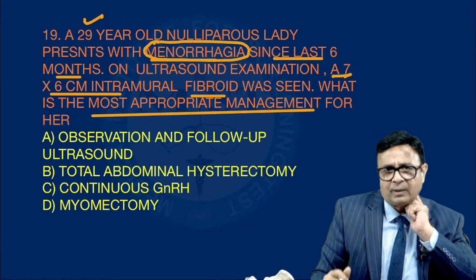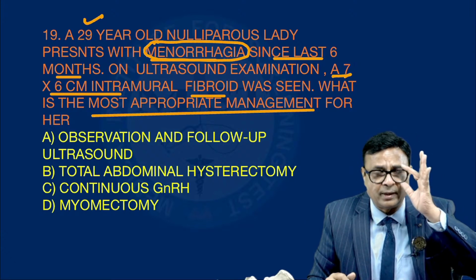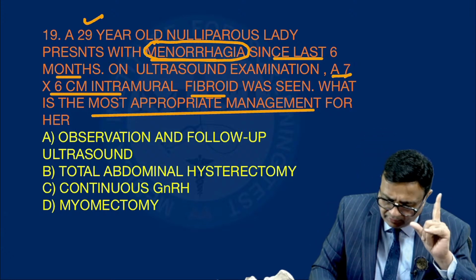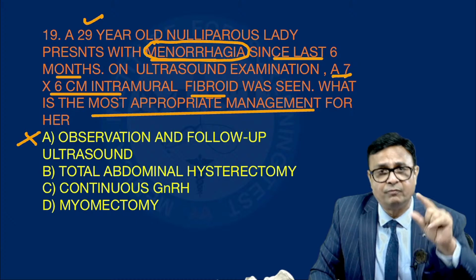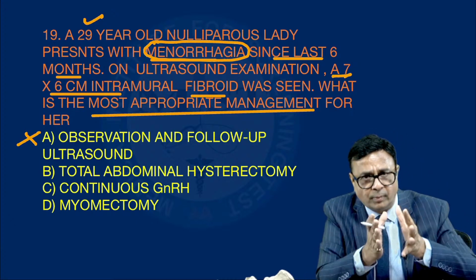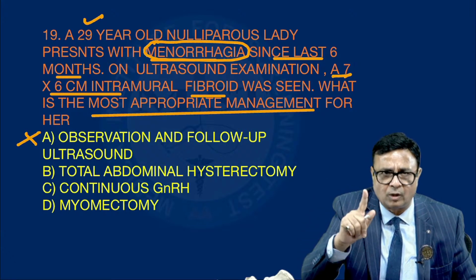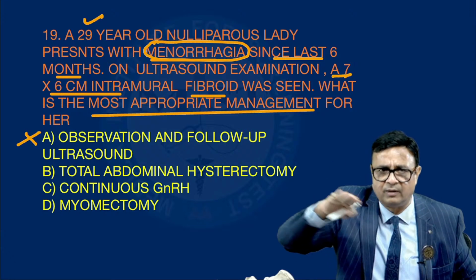So she is a nulliparous lady. What is the most appropriate management? She is having a symptom, so no observation here. Observation and follow-up are done if no symptom is written: asymptomatic and size of fibroid less than 10 centimeter. Management is observation and follow-up. So observation and follow-up is gone.